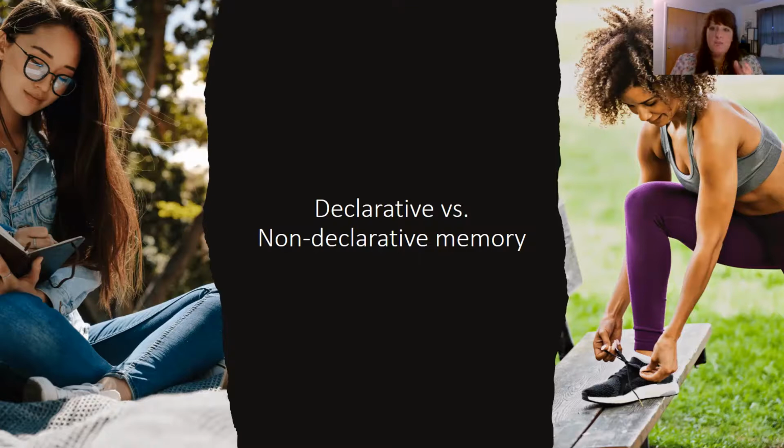So some examples, the reason why the woman tying her shoe is on the slide is because tying your shoe is a great example of non-declarative memory. Once we learn how to do it, it becomes motor memory, and our muscles just do the activity and we don't even think about it. We don't have to process it consciously. Oh, what do I do with the ties again? No, you just automatically do it.